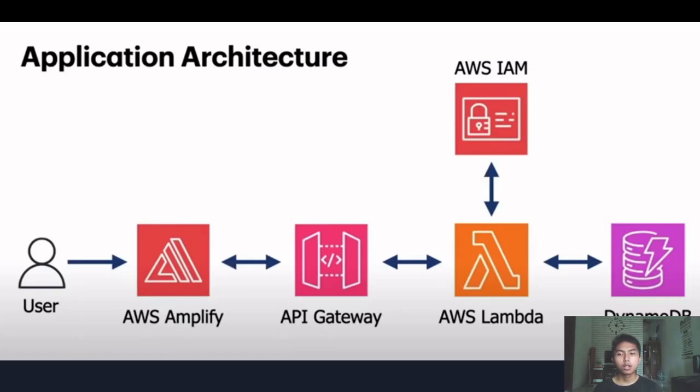From the user side, a user will access the static website or your application using the URL, and everything the user does will be stored in our DynamoDB. Okay, that's the application architecture that we will use for today. So I will go straight to the demonstration using AWS.